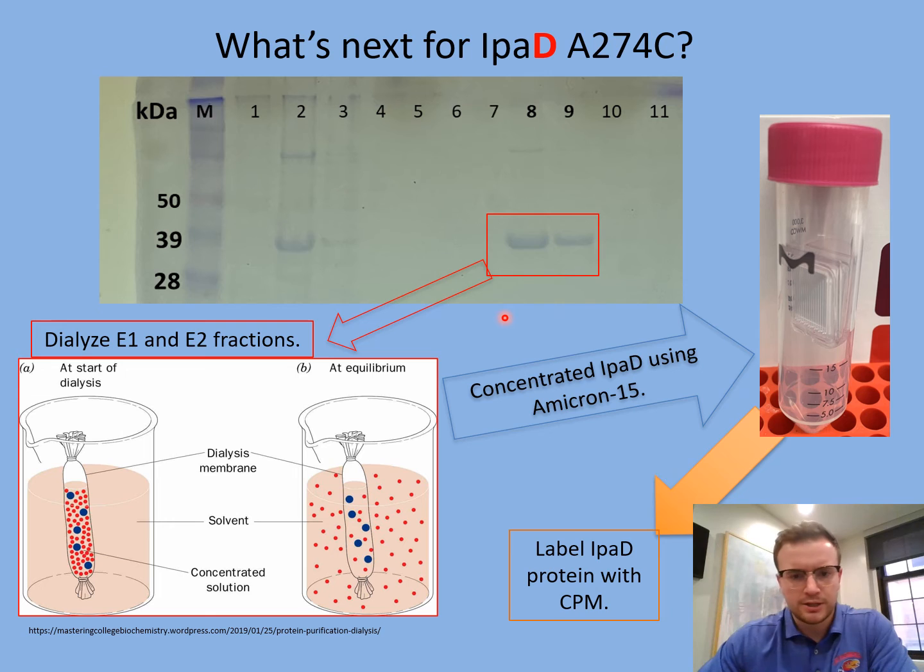After protein purification of IpaD, I dialyzed E1 and E2 fractions, and that just simply creates a better environment for labeling. After dialysis, I concentrated using Omicron, which is this guy right here, and then I labeled.